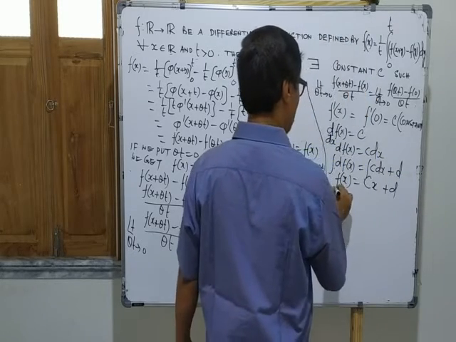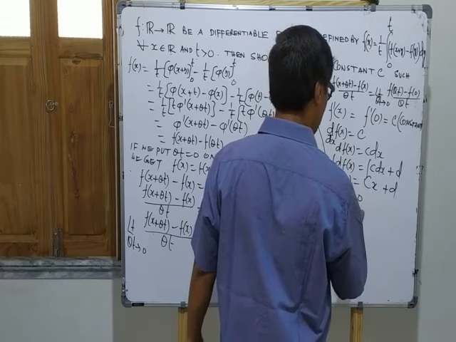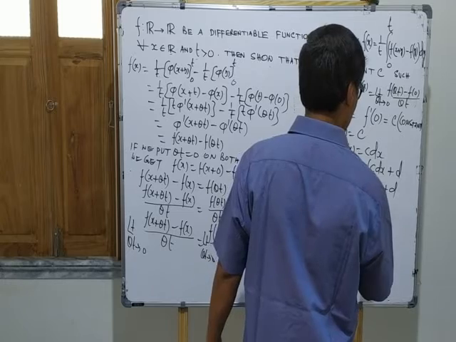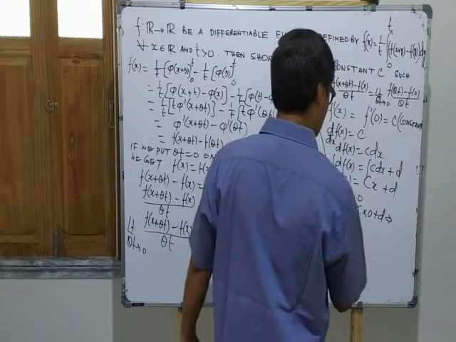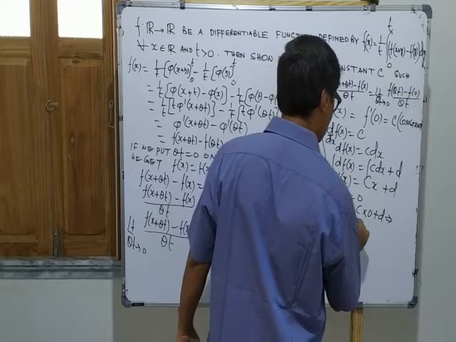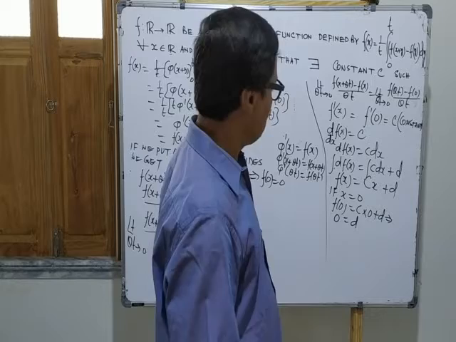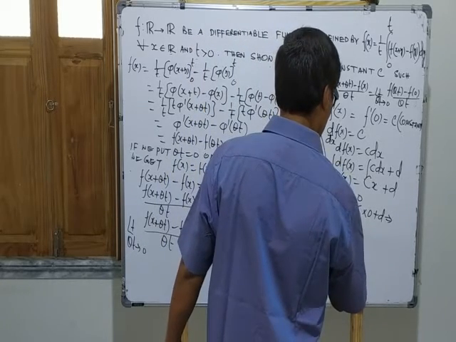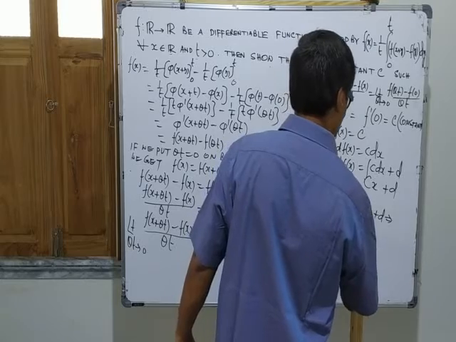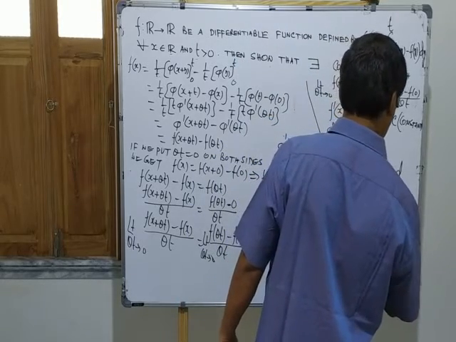If x equal to 0, then f of 0 equal to c into 0 plus d. This implies, also f of 0 is 0, so 0 equal to d. This implies d equal to 0. So f x equal to c x for all x belongs to R.